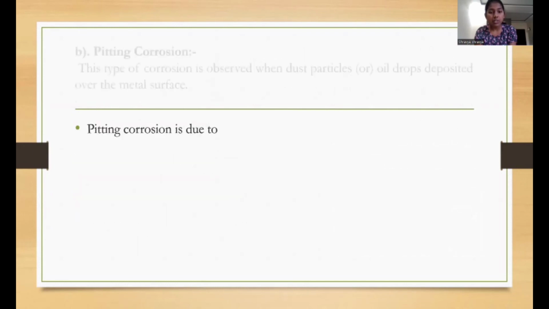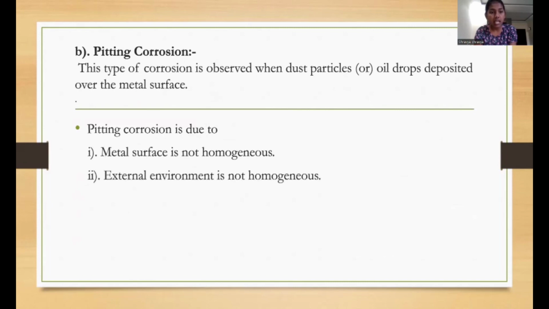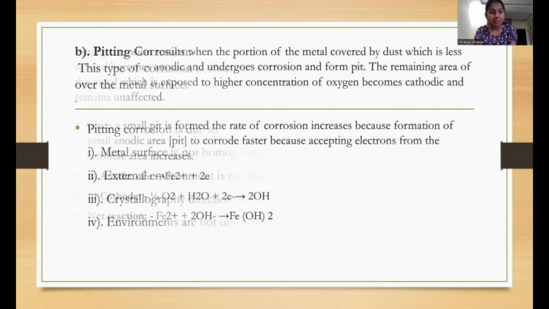And pitting corrosion here. This type of corrosion is observed when dust particles or oil drops are deposited over the metal surface. Pitting corrosion is due to the metal surface not being homogeneous and the external environment not being homogeneous. Crystallographic directions are not equal in reactivity. Environments are not uniform with respect to concentration.